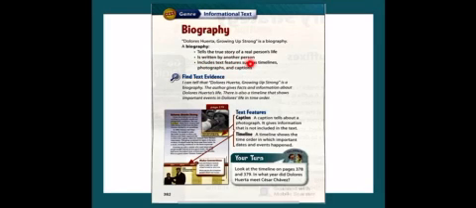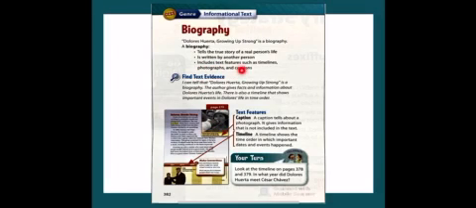So, for example, Dolores Huerta, someone else wrote about her. So that's a biography. Dolores Huerta did not write her own biography, because if the person writes their own biography, that does not make it a biography anymore. It makes it another genre called autobiography, which we will take later on.